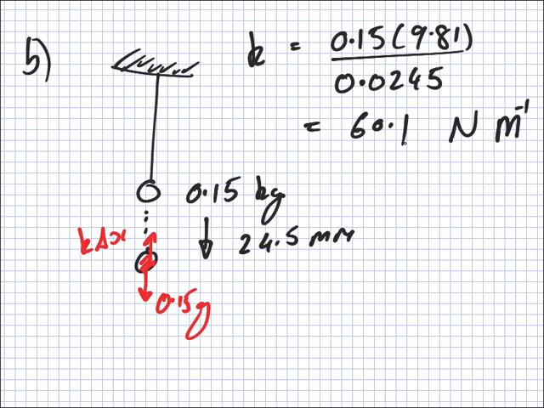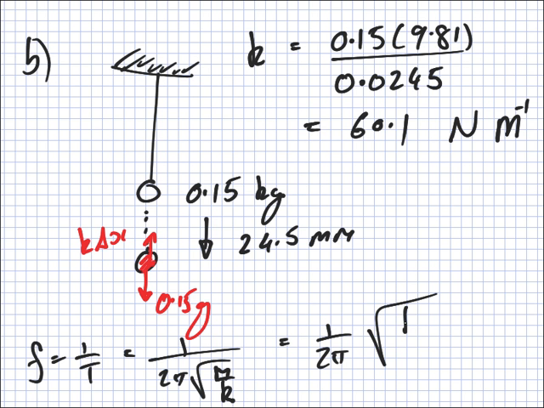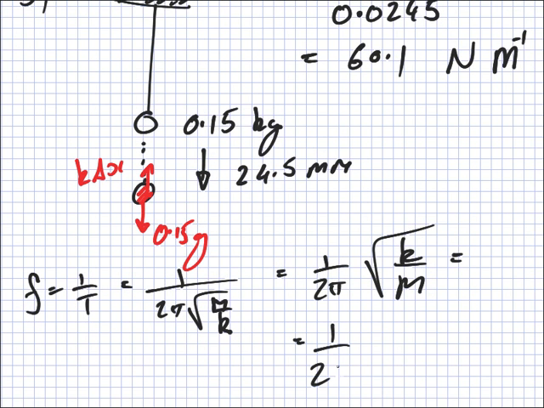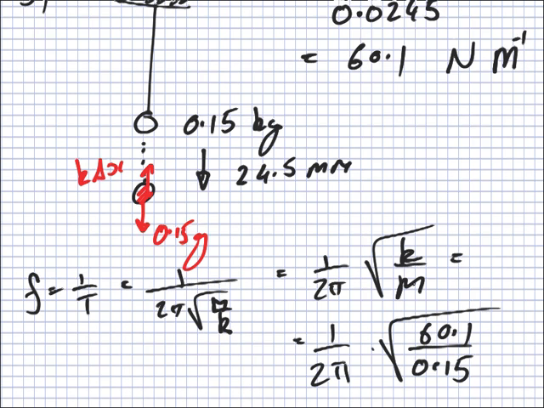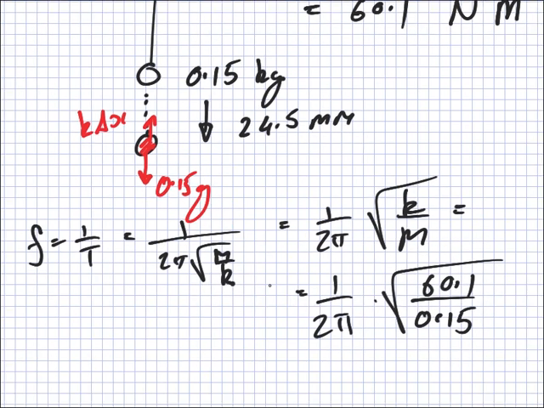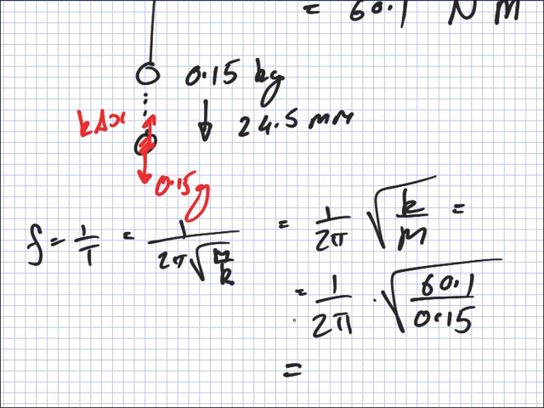And then the last part is what's the frequency of the vibration. So the frequency is 1 over the time, and the time is 2 pi root m over k. So this is 1 over 2 pi root k over m, which is, in this case, 1 over 2 pi root 60.1 over 0.15. I think a few of you got this part. 3.19 hertz.